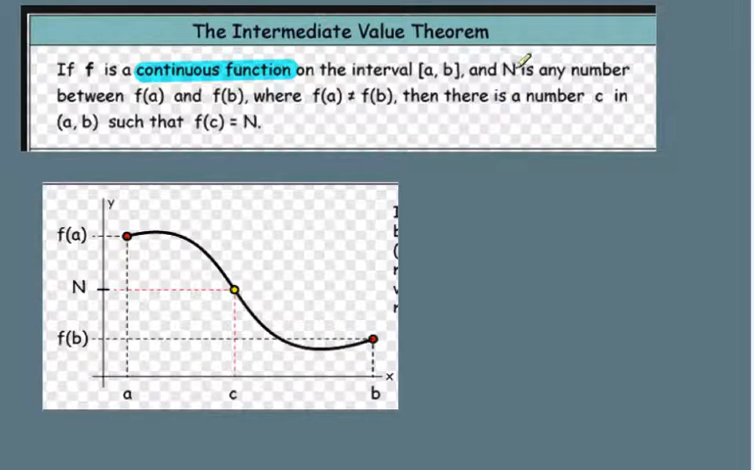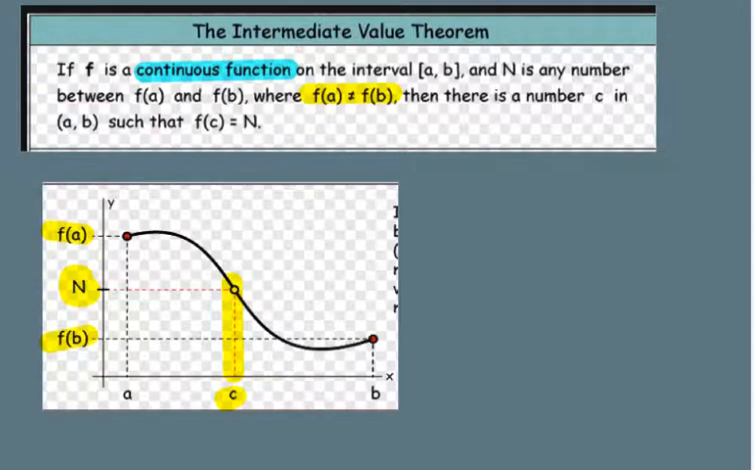to b, and there is some number n, okay? We're going to call this number n over here, between f at a and f at b. So it's sandwiched in between f at a and f at b. And this is an important piece of information: f at a can't equal f at b. Then there is some number c in the interval between a and b such that if you evaluate the function at c, it's going to give you the value n, okay?